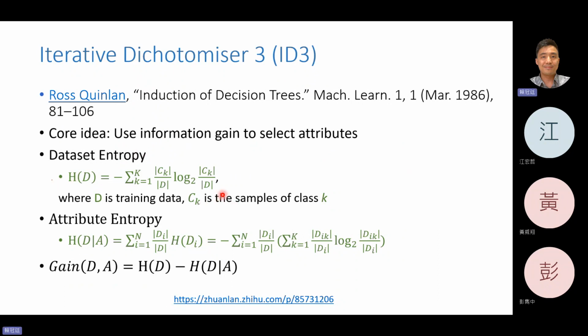And here's the data set entropy. Here we use this for the training data, right? And Ck is the number of samples of each class over the total number of samples in the data set. For each different class, we calculate the data set entropy, and then we calculate the attribute entropy for each attribute, right? It depends on how many types each data type has inside the attribute. And then finally, we calculate the gain of ID3.